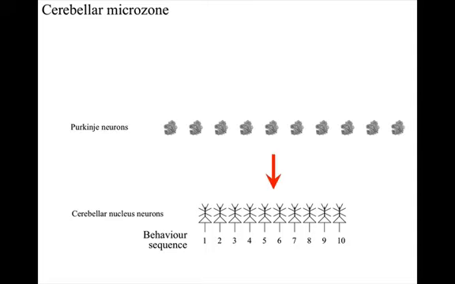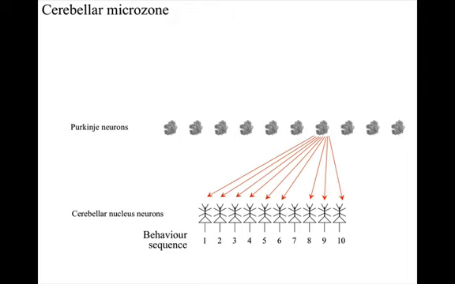The cerebellar nuclei neurons are inhibited by Purkinje cells in the cerebellar cortex. One Purkinje cell corresponds with one behavior in the sequence, and it inhibits all the cerebellar nuclei neurons except the one corresponding with its behavior. Hence, when the Purkinje cell fires, it allows just the cerebellar nucleus neuron corresponding with its behavior to fire, implementing that behavior through the thalamus.